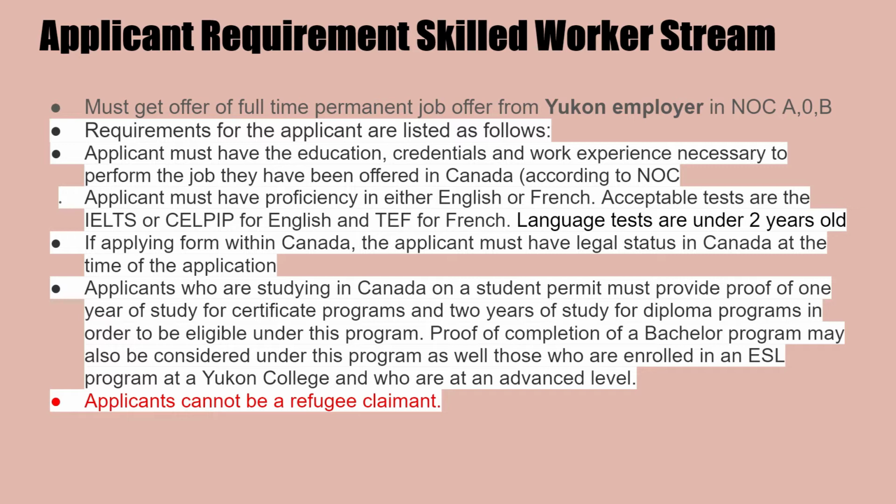Applicants who are on a student permit must provide proof of 1 year of study for a certificate program. If you are studying in a certificate program, you have to provide proof of 1 year of study, and 2 years of study for a diploma program. Proof of completion of a bachelor program may also be considered under this program, as well as those who are enrolled in an ESL, English as a Second Language program at a Yukon college and who are at an advanced level. Refugees cannot apply for this stream.